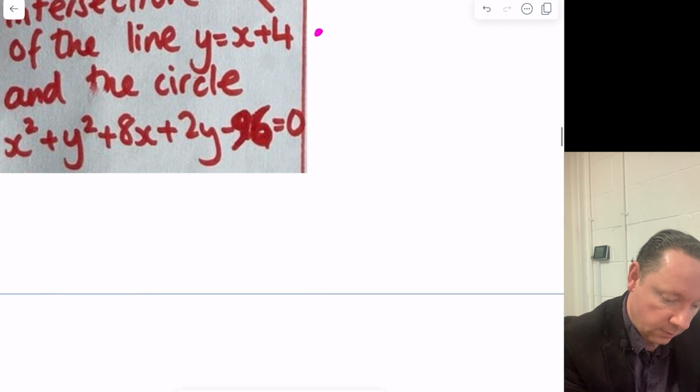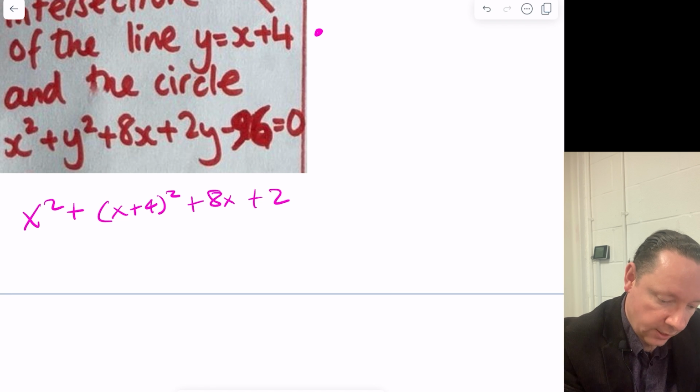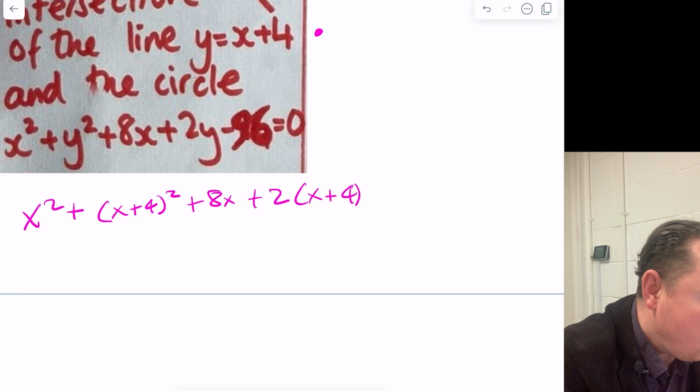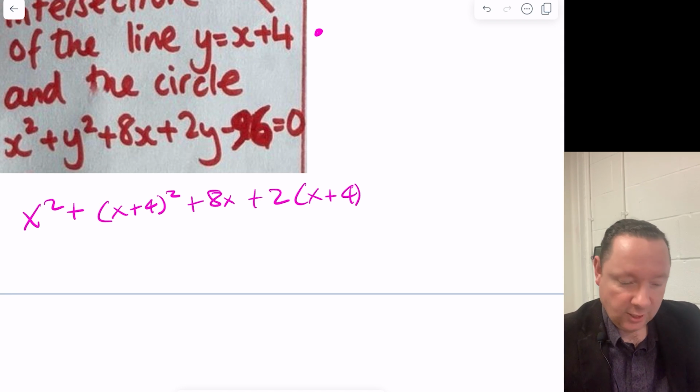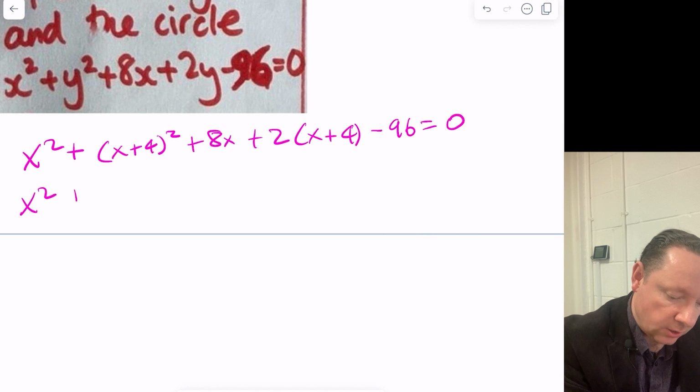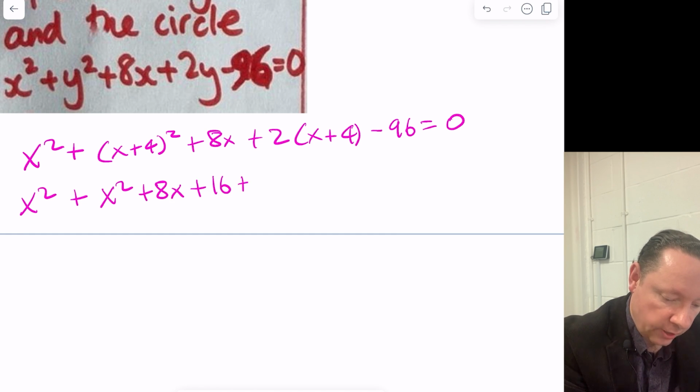So we've got x squared plus y, which is x plus 4, so x plus 4 squared, plus 8x plus 2, y is x plus 4 again. I can't even read those numbers, so let me just see my notes. I think that's a 96 it's meant to be, so minus 96, and that equals 0. Expanding the brackets: x squared plus x squared. Then 4 times 2 is 8x. Then 4 squared is 16. Plus the extra 8x. 2 times x is 2x. 2 4s is 8. Minus 96 equals 0.